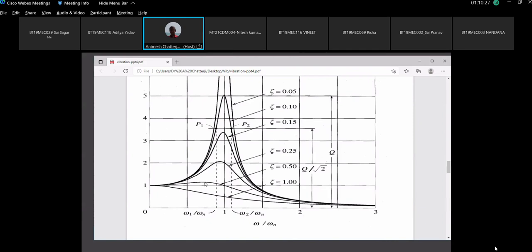The peak occurs. We see that there is a peak value, means the vibration displacement increases, it reaches a peak, then comes down. This phenomenon occurs up to damping equal to 1 by root 2, that is 0.707. If damping is greater than 0.707, then vibration displacement will not show this increasing and then decreasing trend. It will directly come down.